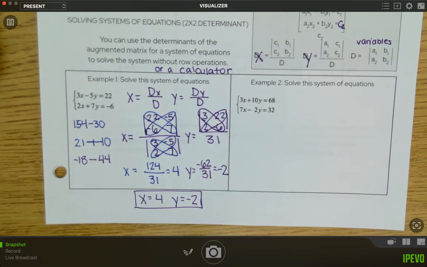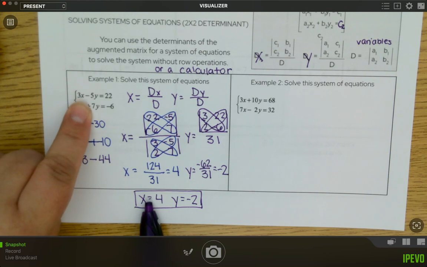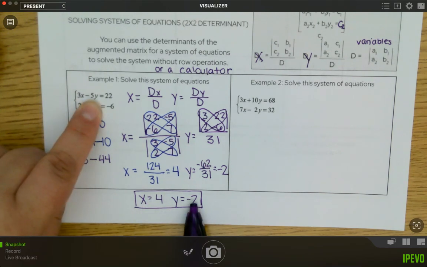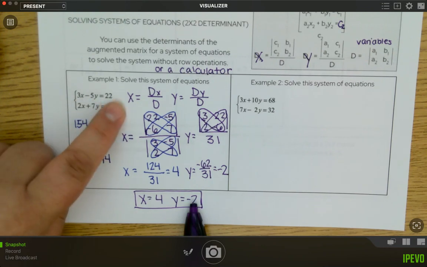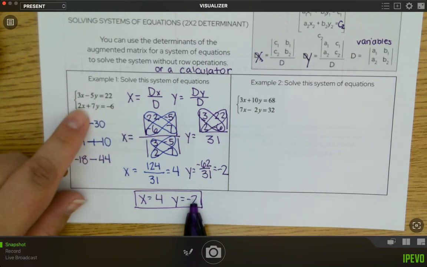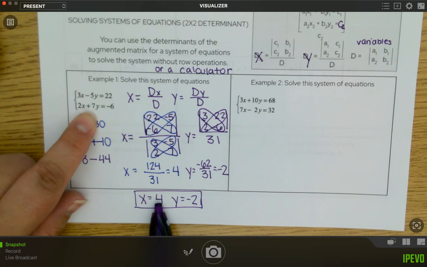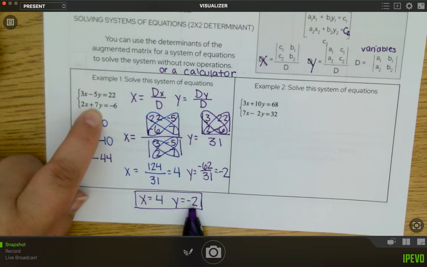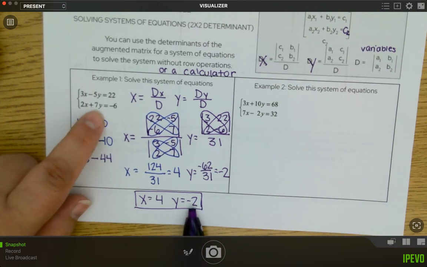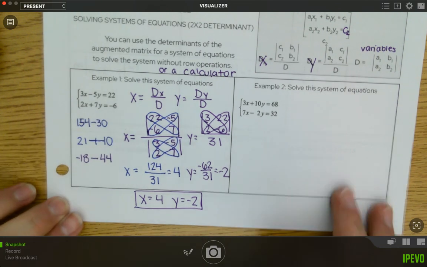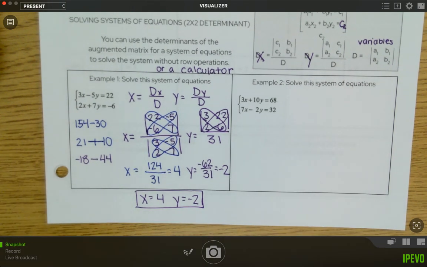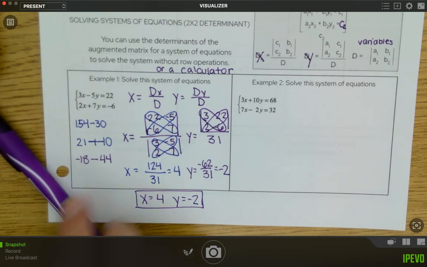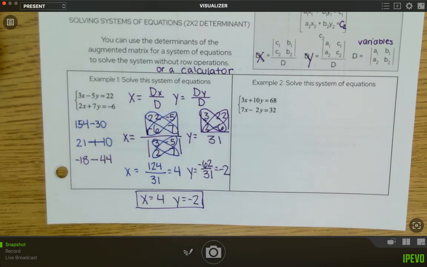And I can double check. 3 times 4 would be 12. -2 times -5 would be 10. 12 plus 10 is 22. 2 times 4 would be 8. 7 times -2 would be -14. 8 plus -14 is -6. So it works. It finds the answer. Just instead of doing elimination or typing it into a calculator, you can use determinants.